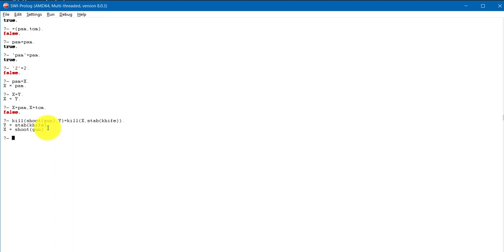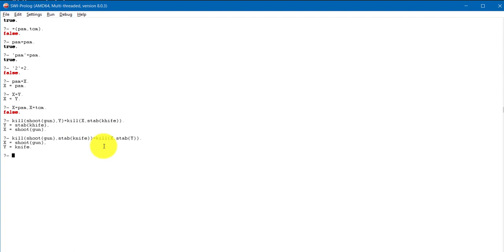Let's take another example over here. If I just say kill, and let's say shoot gun, comma, let's say stab knife. So this is the left hand side which we want to match with kill x comma stab y. So this is the query we have given it now. Let's see what Prolog is finding over here.